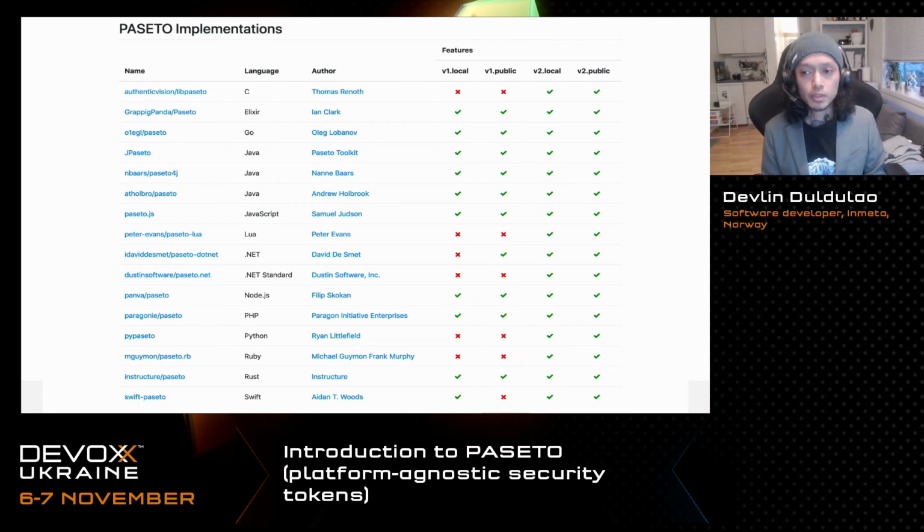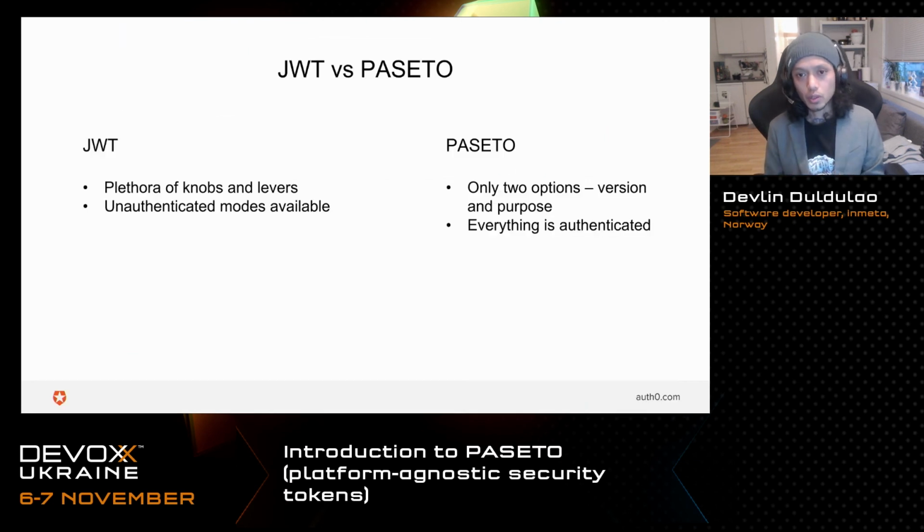So we have here JWT versus PASETO, just a really quick comparison. JSON Web Tokens has a lot of options, including often unauthenticated options. And PASETO, on the other hand, you have two options, version and purpose. Everything is authenticated. Local tokens are always encrypted so that you don't accidentally leak sensitive information for a local system.